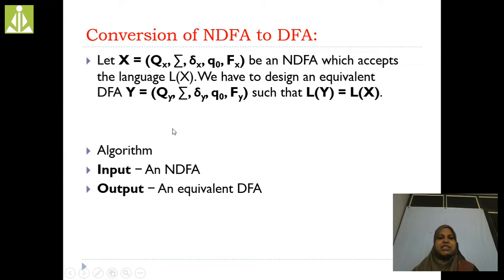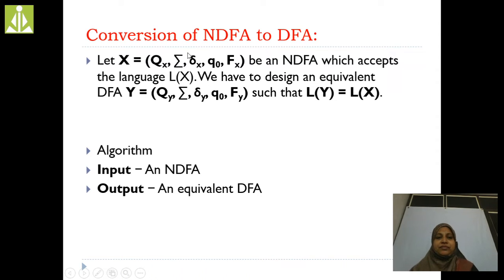In this session, we are going to discuss how to convert a non-deterministic finite automaton to a deterministic finite automaton. You already know the difference between them. In an NDFA, whenever we apply a single input on any state, we can get multiple states, whereas in a DFA, if we apply a single input on any state, we get only a single output state, right?